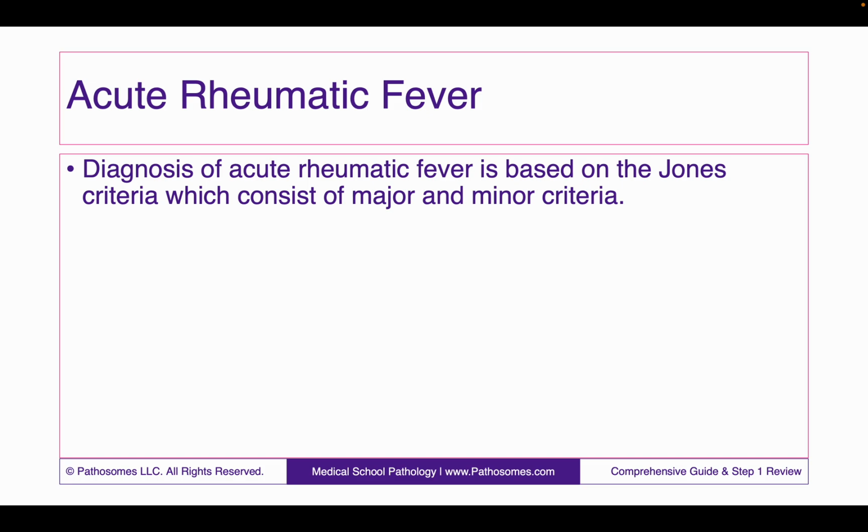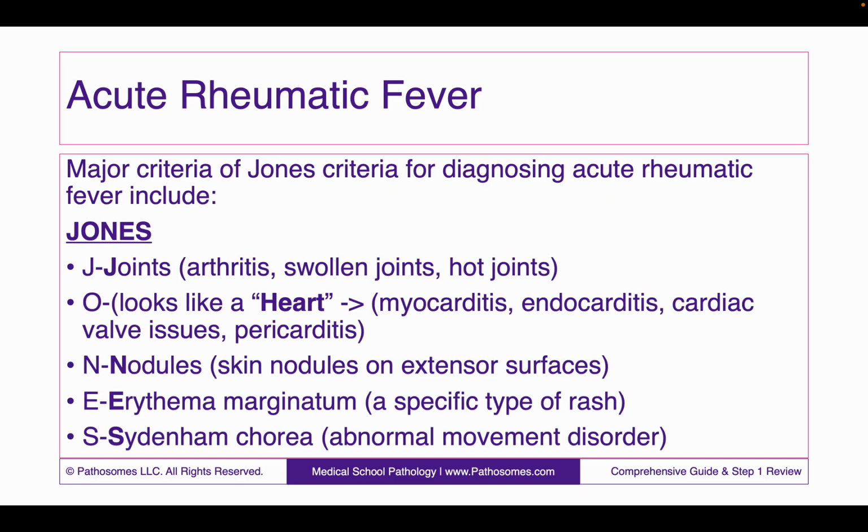The diagnosis of acute rheumatic fever is based on the Jones criteria, which consists of major and minor criteria. Major criteria of Jones criteria for diagnosing acute rheumatic fever include JONES: joints, heart, nodules, erythema marginatum, and Sydenham chorea. Remember that the O looks like a heart for Jones.